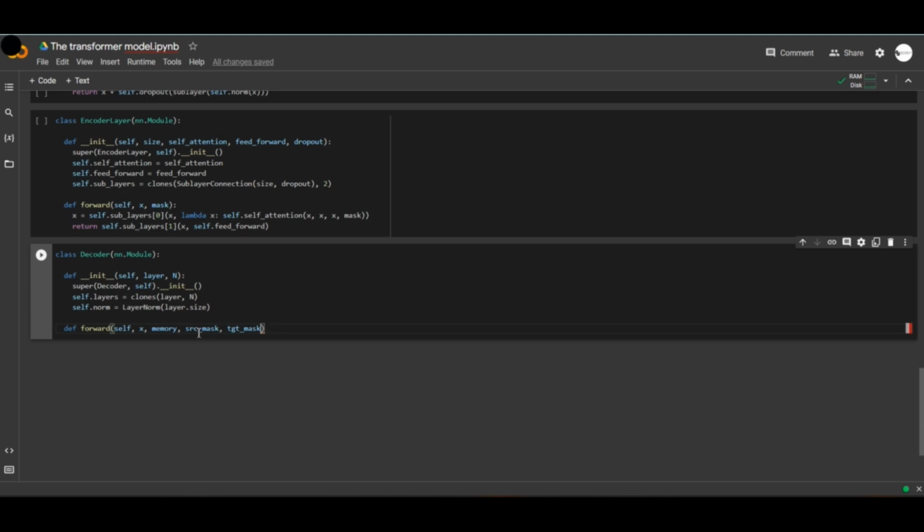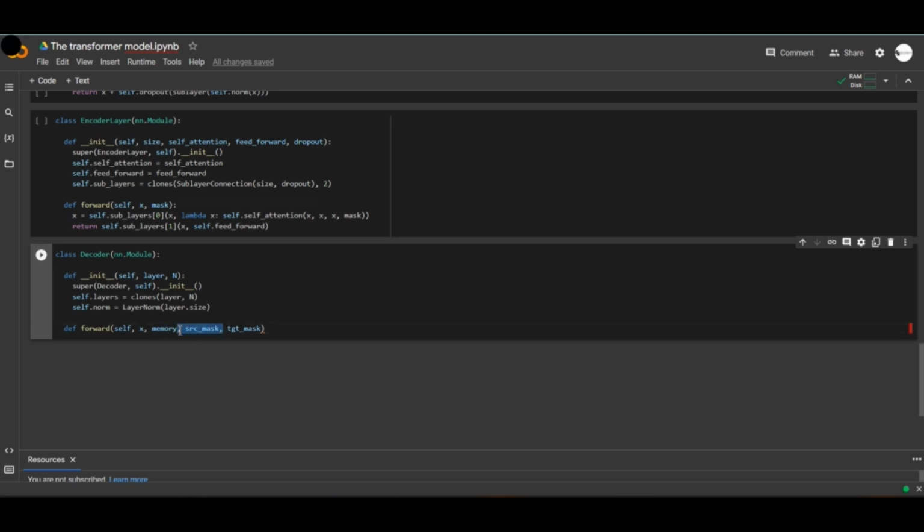Then we have the memory. This is the output of the encoder component. You still remember from the diagram that I showed you that the encoder outputs a continuous representation, then it goes into the decoder. So the encoded representation is the source sequence to the decoder. Then the decoder uses this memory to generate the target sequence. Then what do we have?